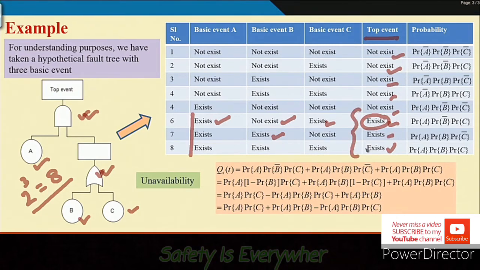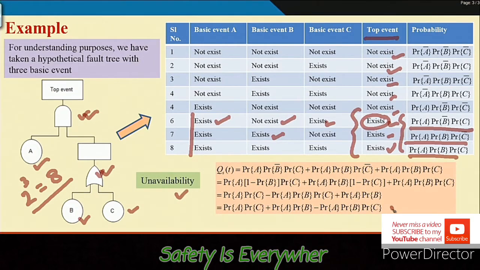Now because these are two-state components, you know the probabilities. As they are independent, you just multiply those independent event probabilities, and the system is unavailable when you sum up all those probabilities. Okay, so this is the truth table.